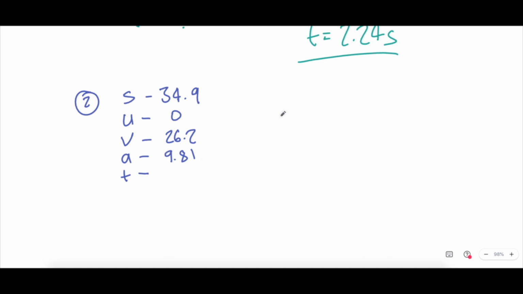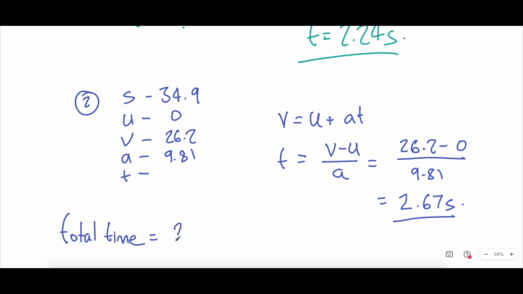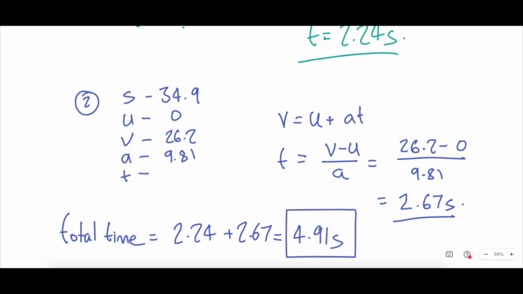So we can use the same equation again. V is equal to U plus AT. We can rearrange that to make it T is equal to V minus U over A. So that's going to be 26.2 minus 0 divided by 9.81, which gives us 2.67 seconds. So to find the total time, you just add this to this. So total time is equal to 2.24 plus 2.67, which gives us 4.91 seconds, which is our final answer.